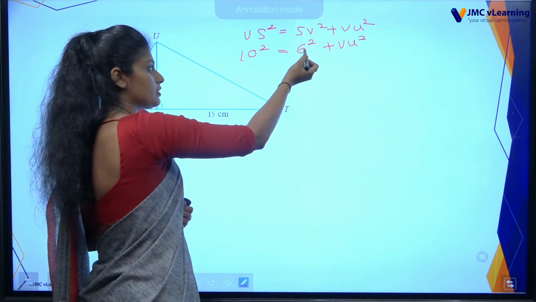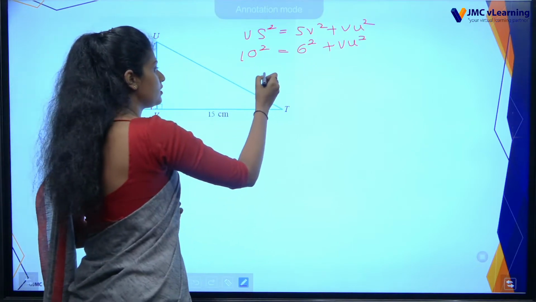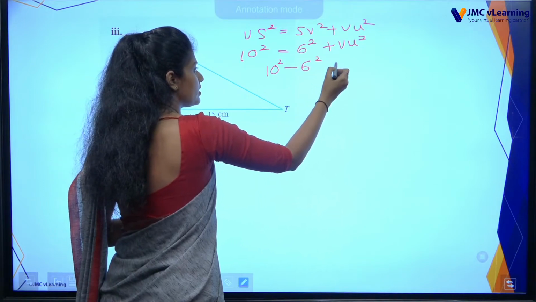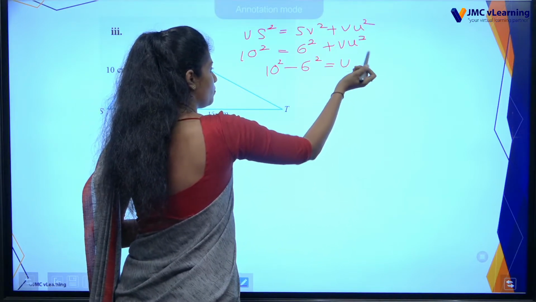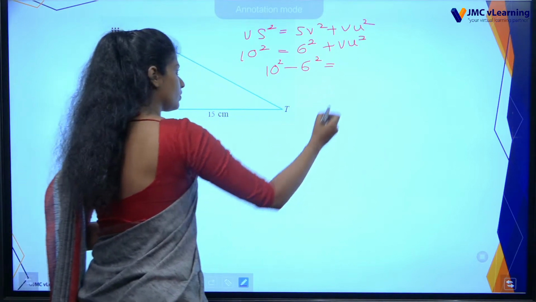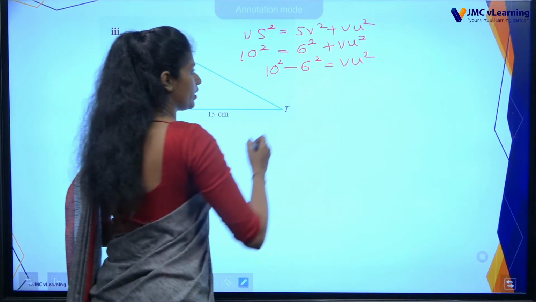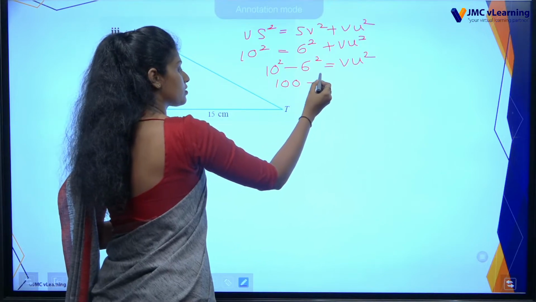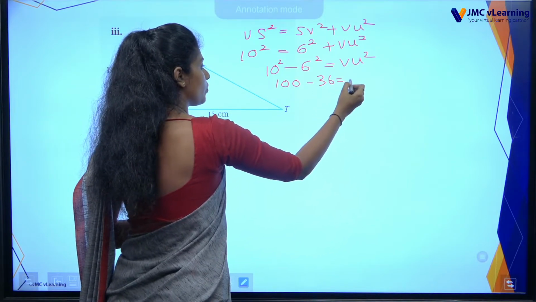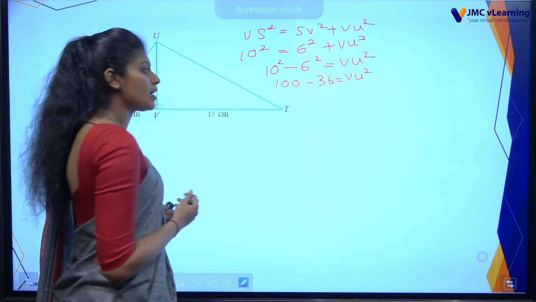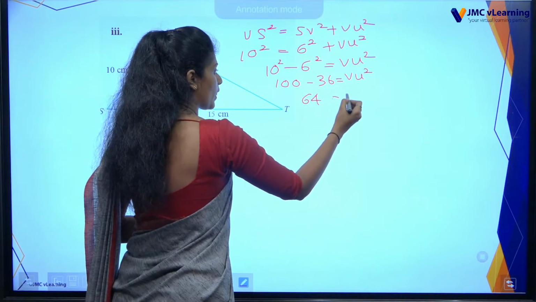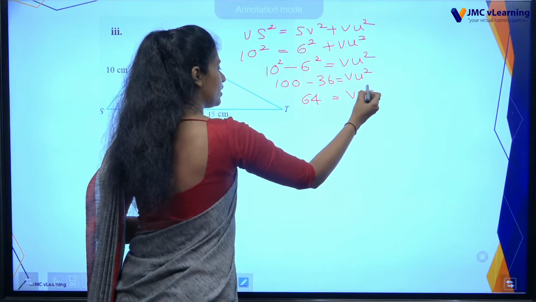Then let's take 6 squared to one side. 10 squared minus 6 squared is equal to VU squared. Then 10 squared is 100, 6 squared is 36. By subtracting these two, the value is 64, which is equal to VU squared.